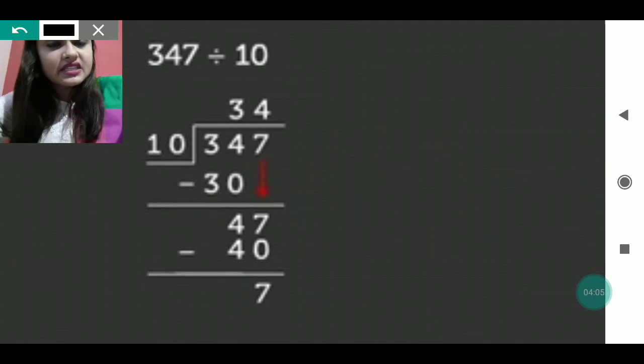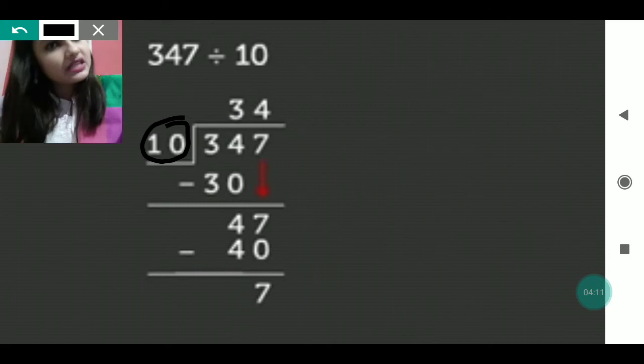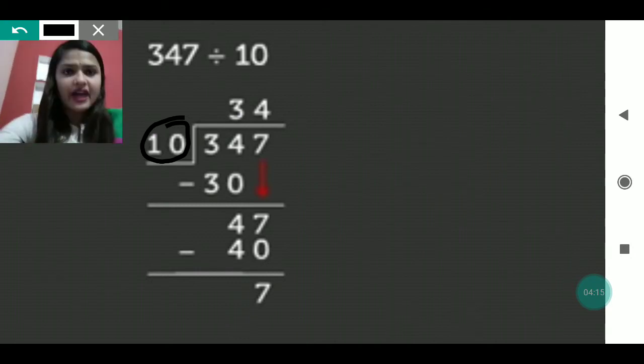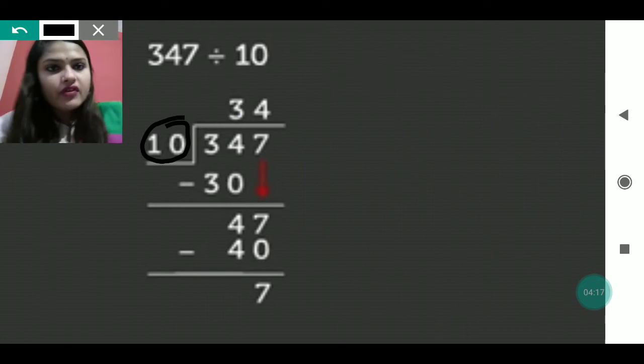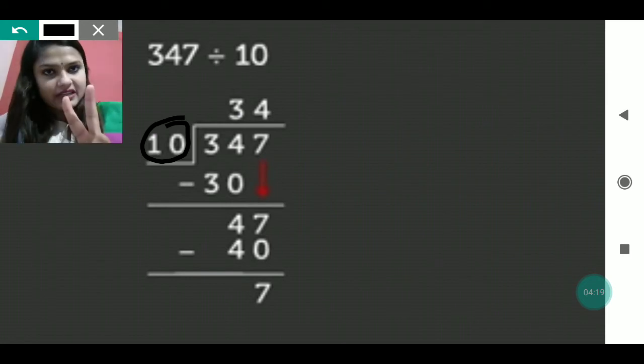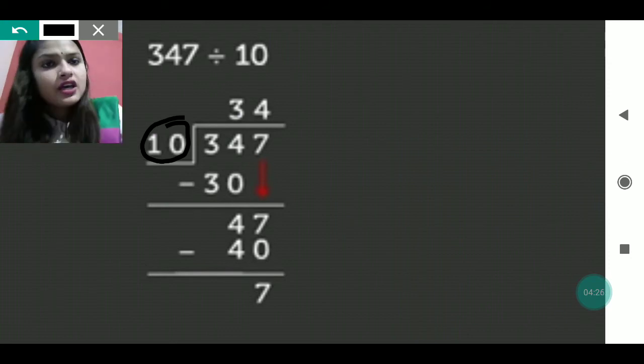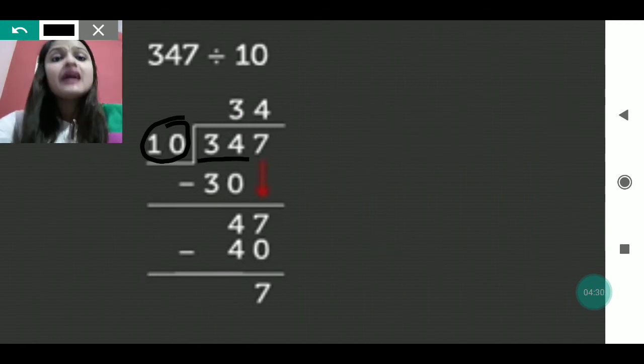As you all can see, students, 10 is written here, and here 347 is written. So we have to divide 347 by 10. How will we do it? We will take two numbers at a time at the dividend place, because we are dividing by two digits. So the first two digits we take are 3 and 4, that is 34.